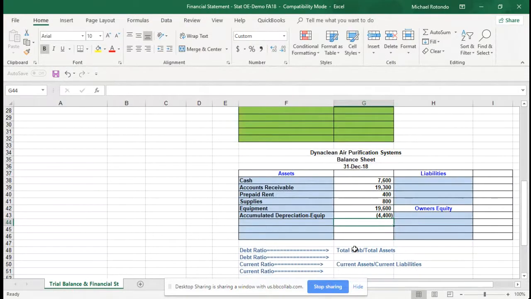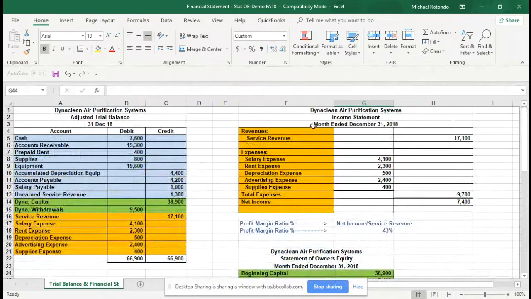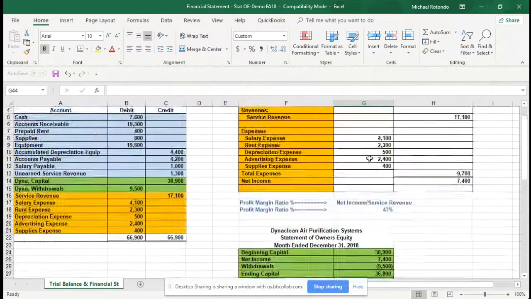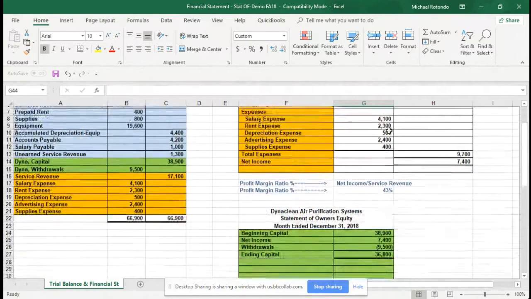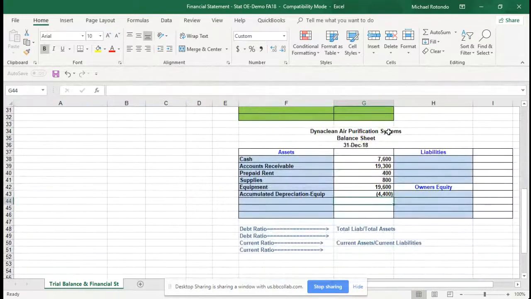Remember, there are no debits and credits on balance sheets or income statements or statements of owner's equity or any financial statement. Okay? So there are no debits and credits on financial statements. We just use the columns and we do our calculations based on that.